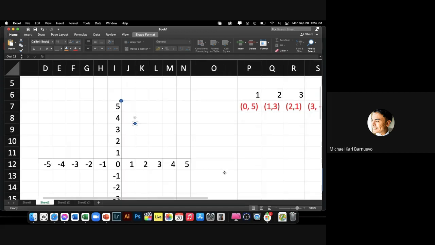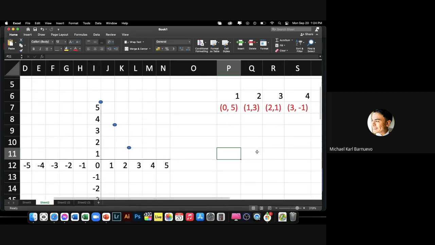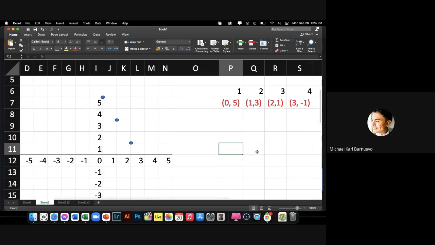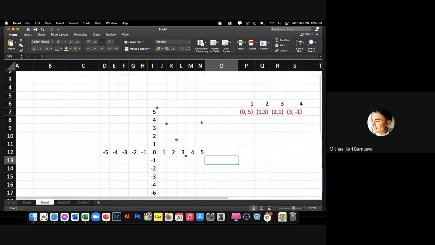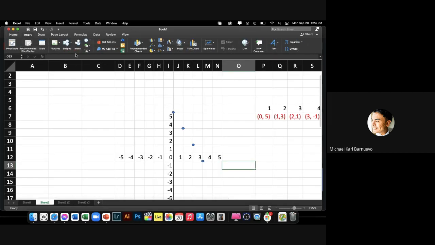Okay. How about yung coordinate number 3 natin? X is equal to 2, while y is equal to 1. So dito siya. And our last coordinate is x is equal to 3, while y is equal to negative 1. Okay. So, 3, then negative 1. Ayan. All right. So, do we have now our line? Ayan. Let's connect the dots. Insert tayo ng line.